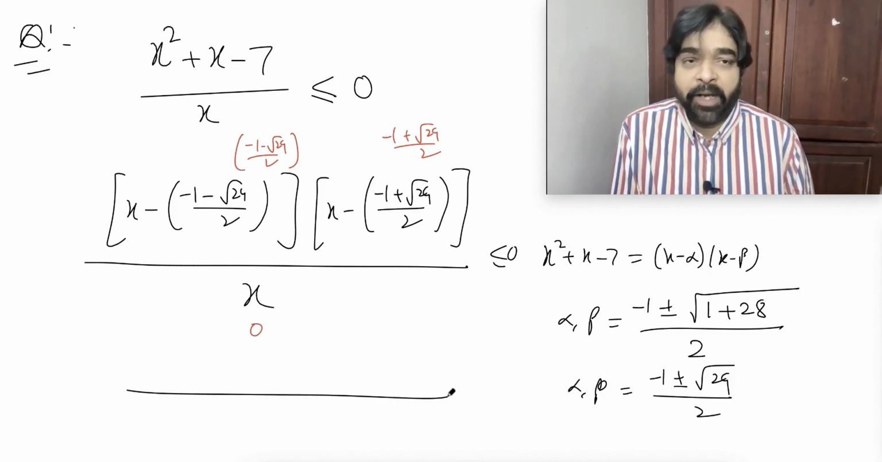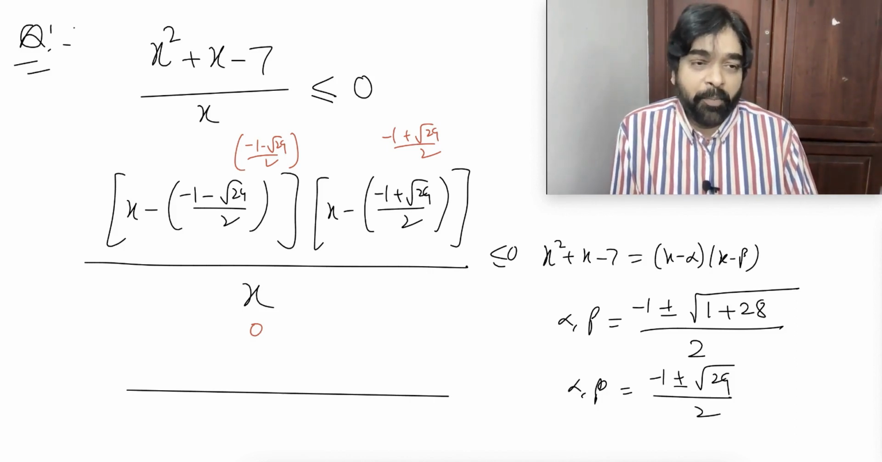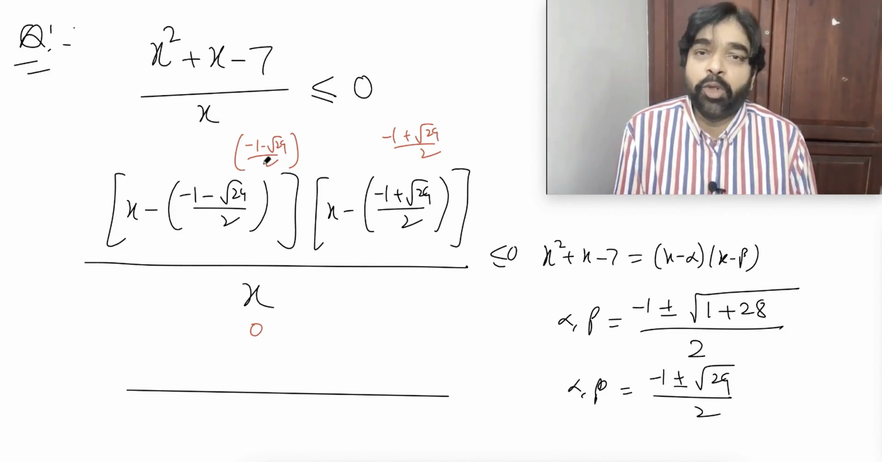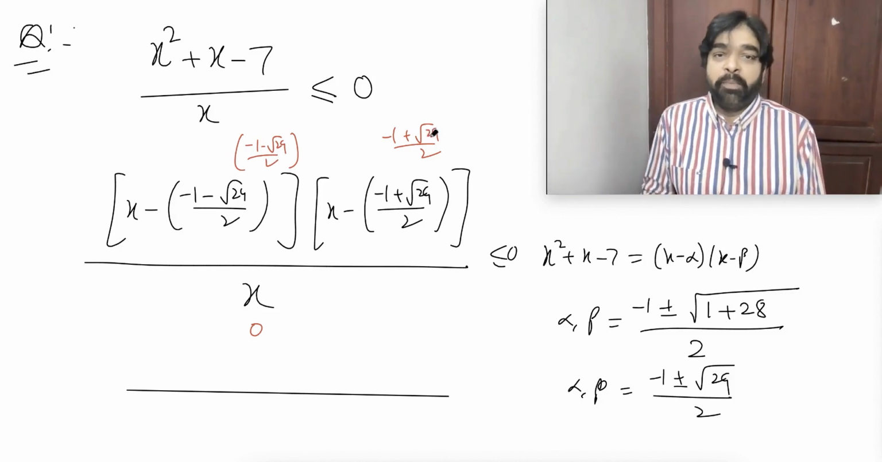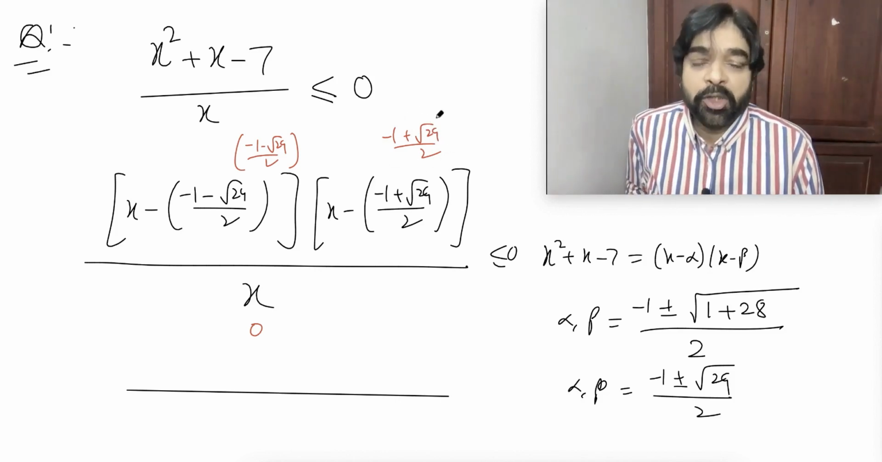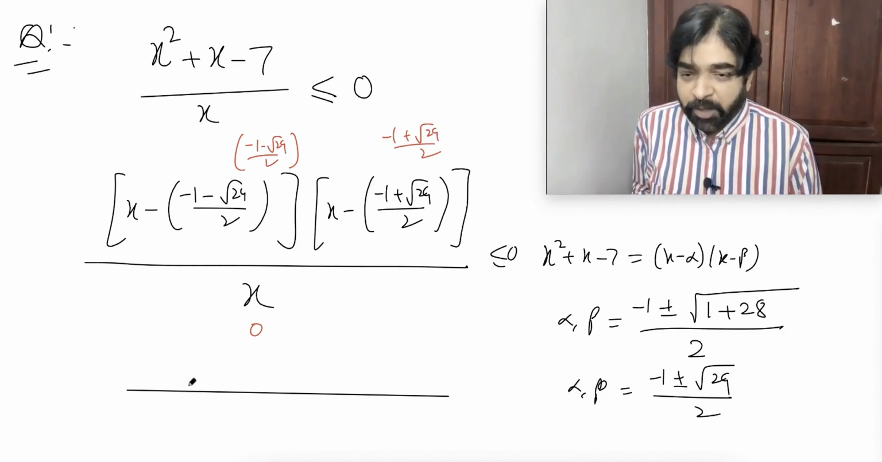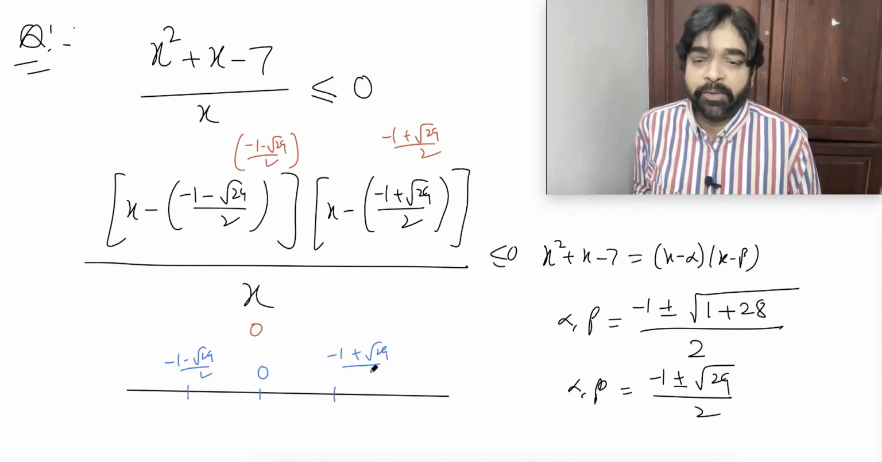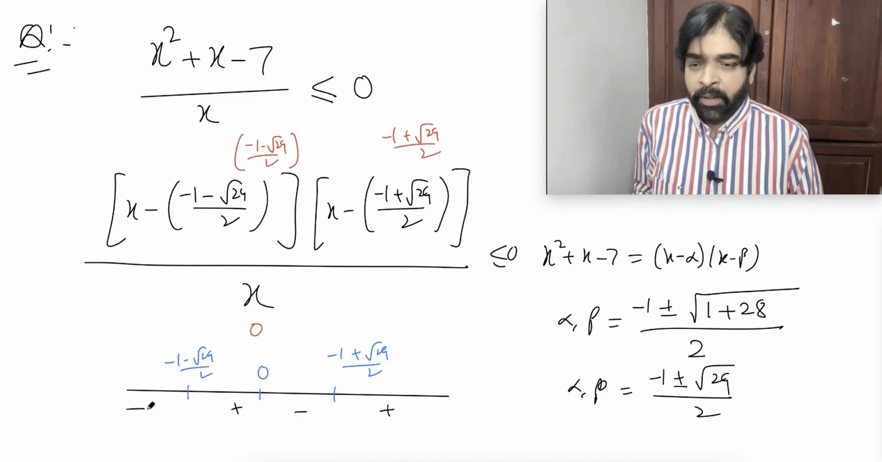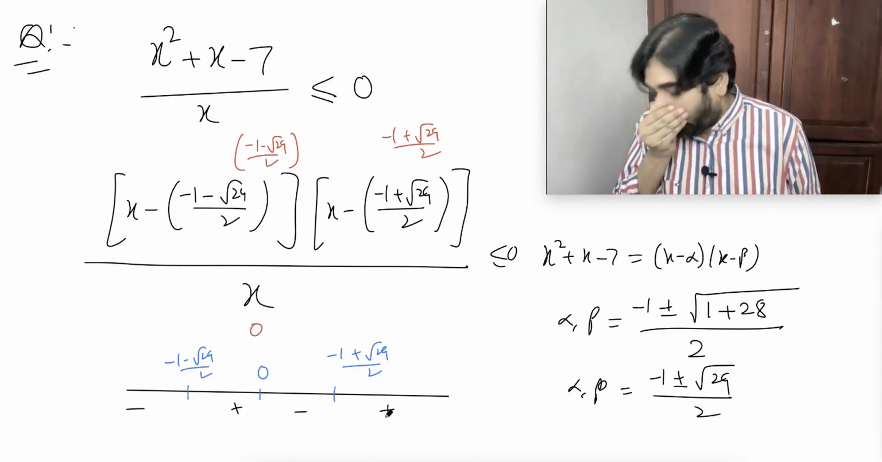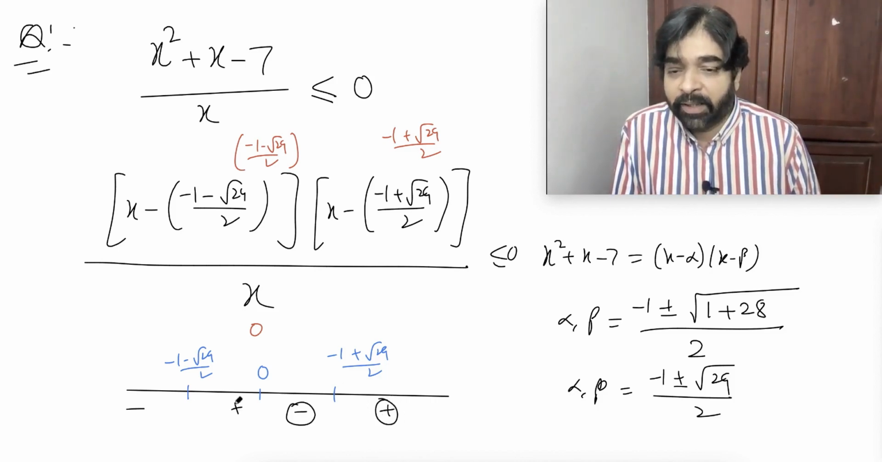So now plot the critical points in increasing order. What is the smallest critical point? How will I come to know? This is a negative quantity. Think carefully. In the numerator, both terms are negative, so this will be negative. Root 29 is bigger than 5, minus 1, so this will be a positive quantity. This is 0. So the negative one will be the smallest, 100%. So minus 1 minus root 29 by 2, then 0, then minus 1 plus root 29 by 2. And then put alternate signs as usual: positive, negative. I'm sorry, this is the number line we put up.